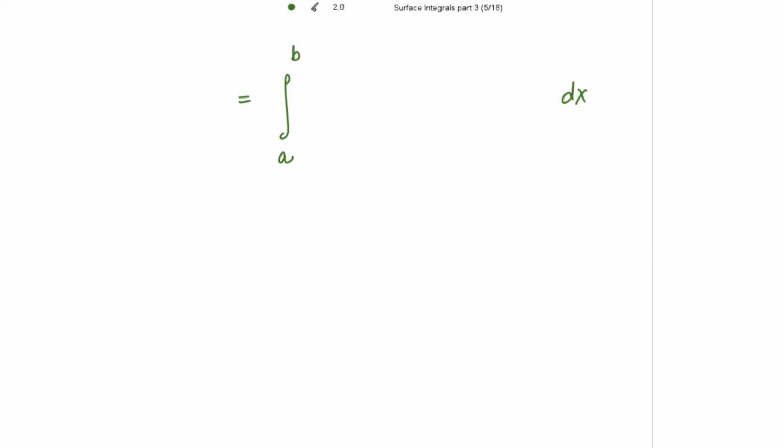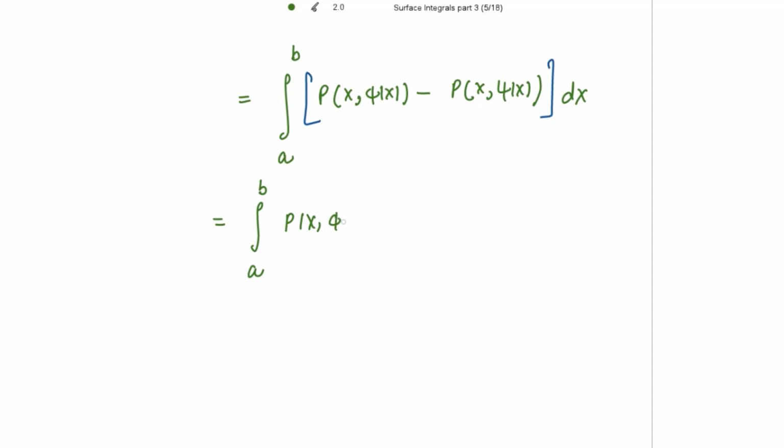So on integrating the integrand, we get P depending upon x and the value of y. We have to put the upper limit first, so that is phi(x), right? Minus P depending upon x and y, and now writing the lower limit of y, that is xi(x). Splitting this integral, this is the integration from a to b for the first term, dx, minus integration from a to b for the second term. Right? Okay. Now what is phi(x)?